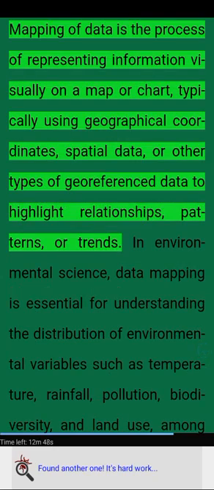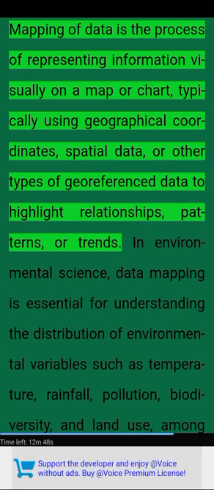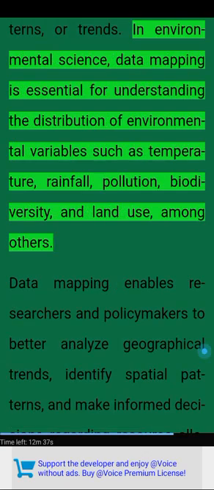Mapping of data is the process of representing information visually on a map or chart, typically using geographical coordinates, spatial data, or other types of georeferenced data to highlight relationships, patterns, or trends. In environmental science, data mapping is essential for understanding the distribution of environmental variables such as temperature, rainfall, pollution, biodiversity, and land use, among others.